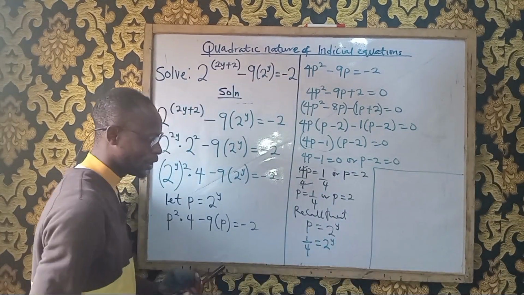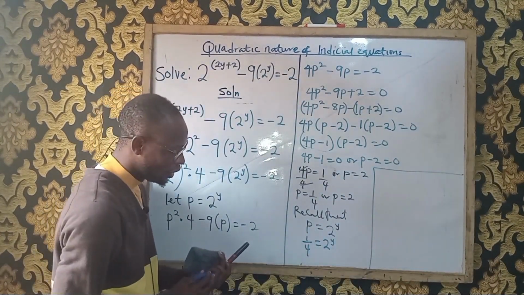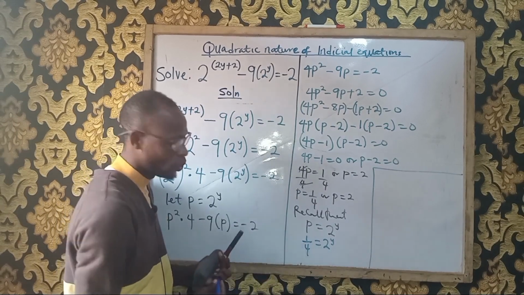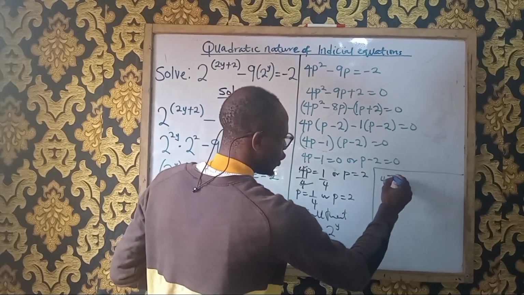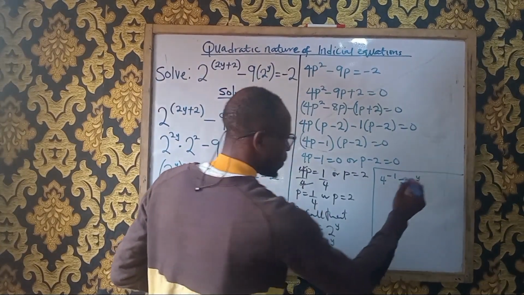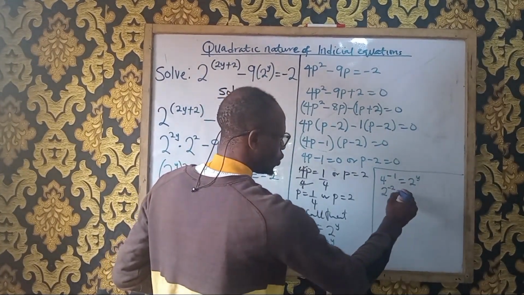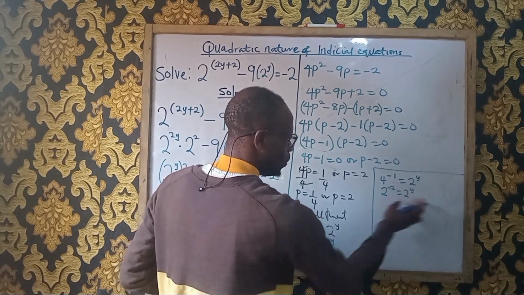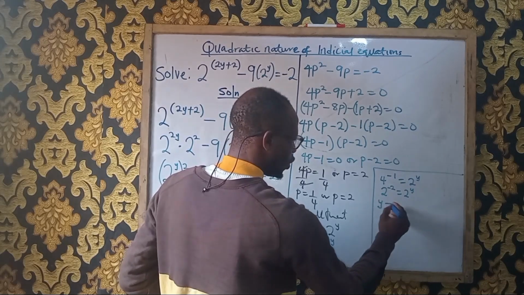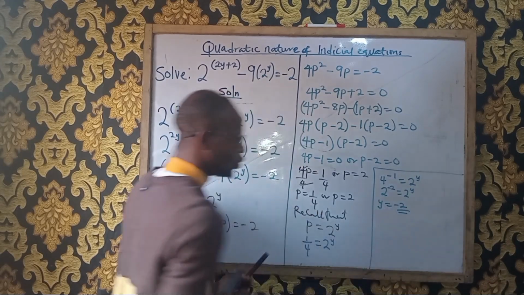Let me just manage the space for the final solution. I don't want to rub off any part. So in law of indices, I can easily turn this to 4 raised to power minus 1. This is the same thing as saying 4 raised to power minus 1 equals 2 raised to power y. And this is 2 raised to power minus 2 is equals to 2 raised to power y. So the bases are the same, equate the powers. So we have gotten one value to be y equals to minus 2.